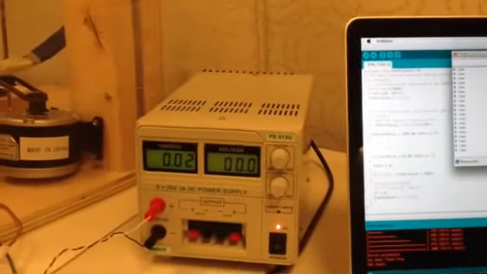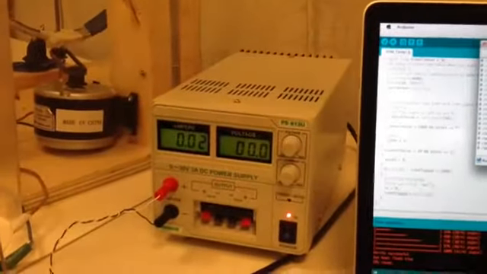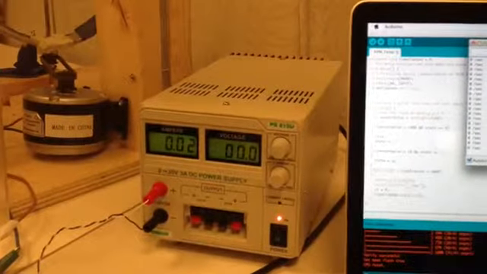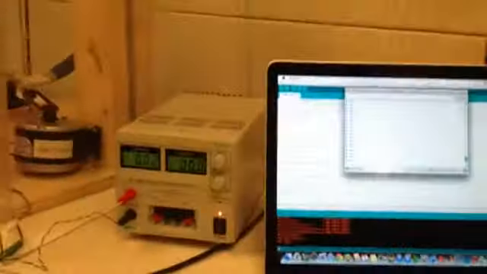So what we have here is a variable voltage power supply, so we can control the motor. Ultimately, we will use a 12-volt power supply and a PWM signal to get it to spin at about 10 to 15 times per second.